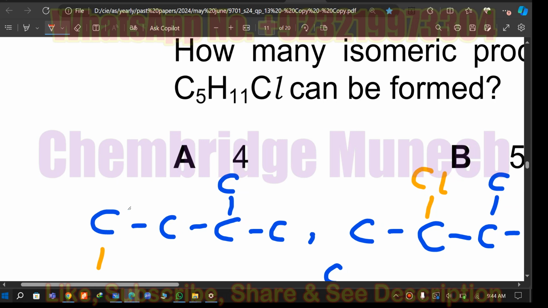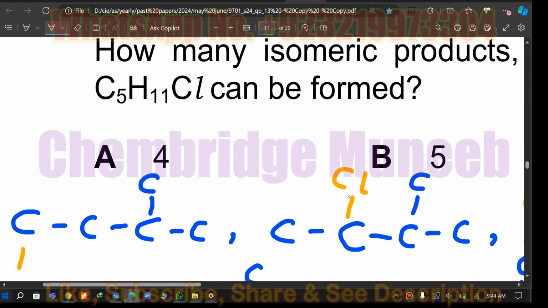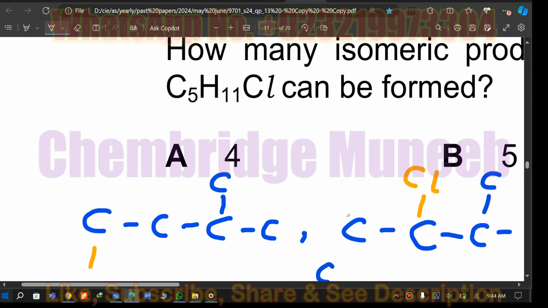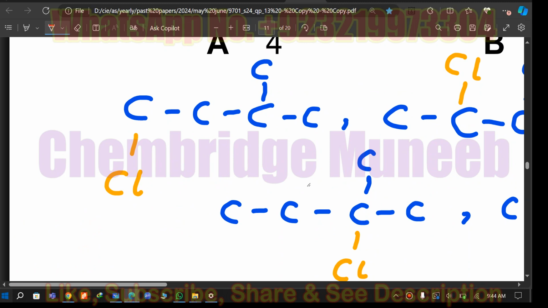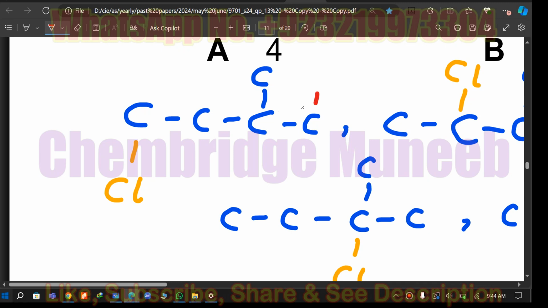And in the other structure, I have added the chlorine on the second carbon atom. This is the second isomer, and I can now change its position to this carbon atom number 3, or I should say second, because numbering will start from the right side because the branching is present near this side and is far from this side, so numbering will start from right to left. So that's why it is numbered like this.